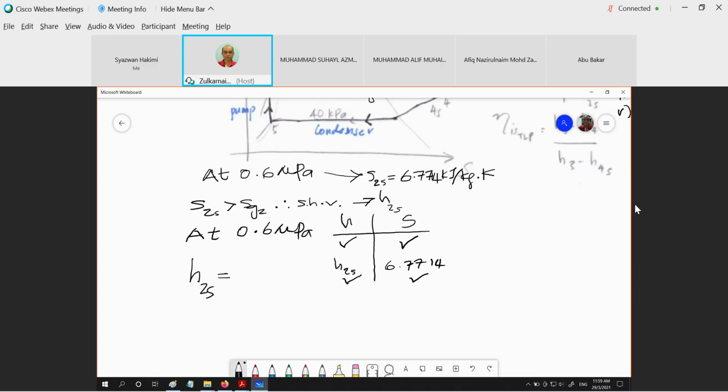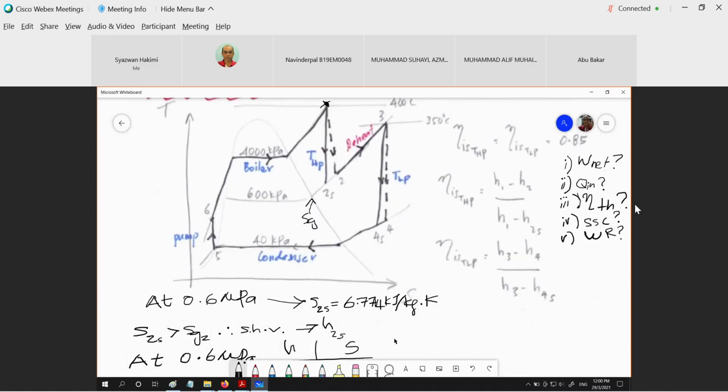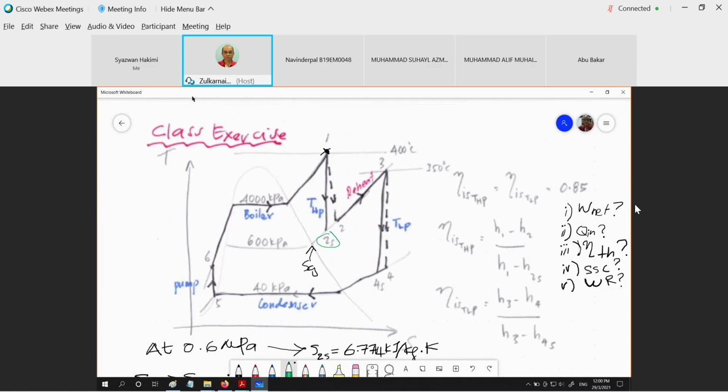Okay. So what is H2S? 2761.7, 2761.767 kilojoule over kilogram. And then after that, we have got this. This is settled. Okay, the enthalpy of this is settled. And then the enthalpy of H1 is also settled. Okay, this one also settled. Now next we are going to get the H2.